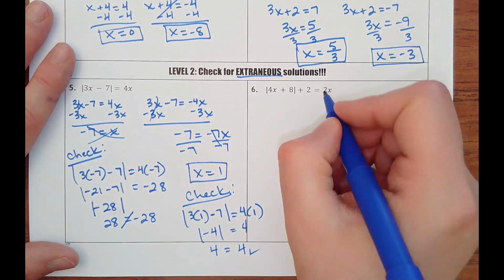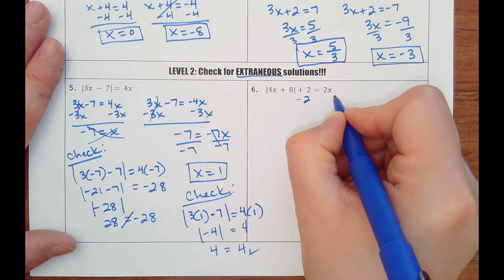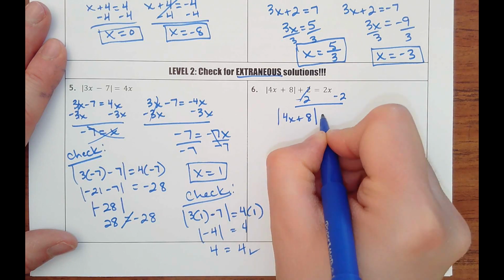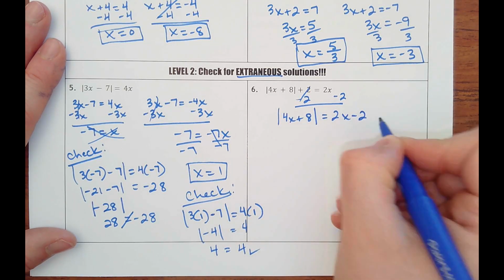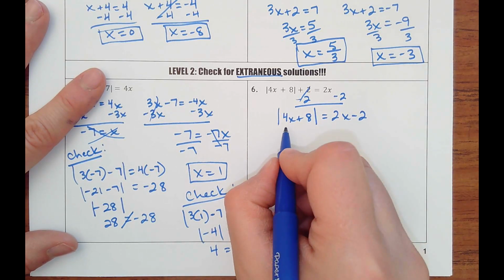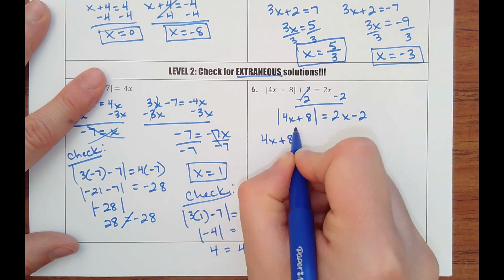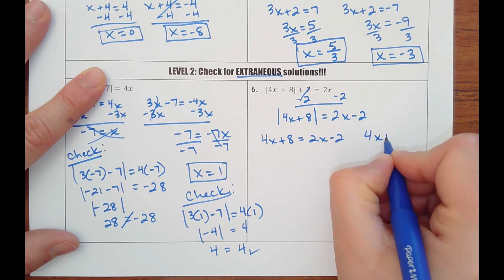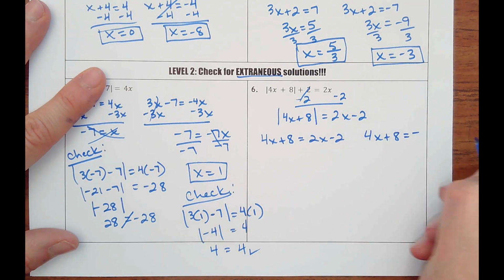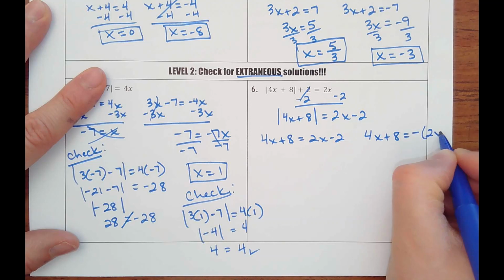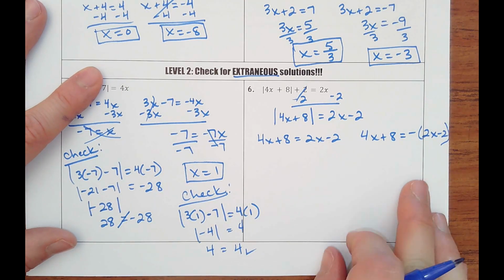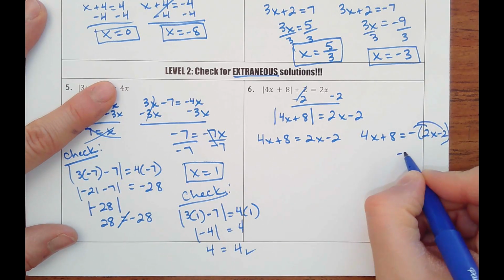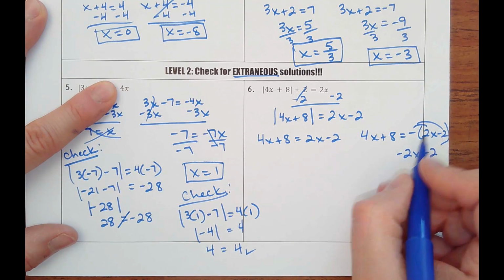And then number 6, absolute value needs to get by itself. So I'm going to subtract 2. So my absolute value needs to equal 2x minus 2. Okay, to make two equations, I'm going to leave the 4x plus 8 alone, saying that needs to come out to be the 2x minus 2, or a negative of the 2x minus 2. So it's like distributing a negative to both parts. Both parts are going to change signs. So now that's -2x plus 2.